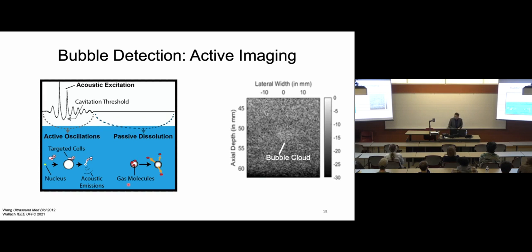Again, and I apologize, I don't know why this image is so grainy, but this is an active image or standard ultrasound image of a bubble cloud that is generated around a 5 centimeter depth. Again, if I didn't have this label here, I think you'd be hard pressed to say, okay, there's a bubble cloud there. And so that's motivated us to try to move forward with developing better imaging techniques that are very specific to bubble activity and also effective at depth.